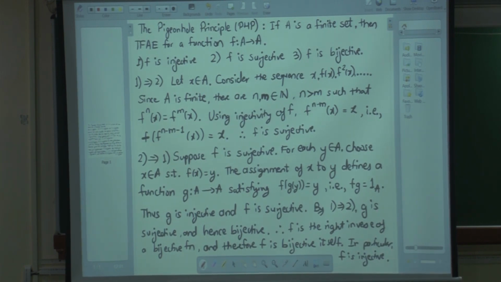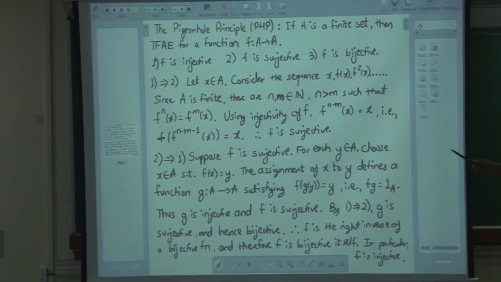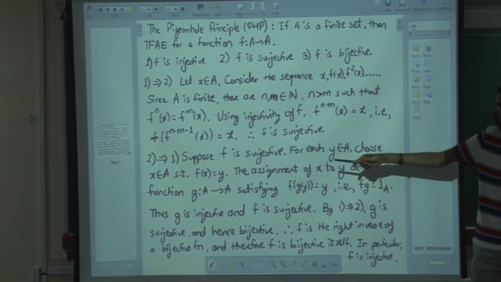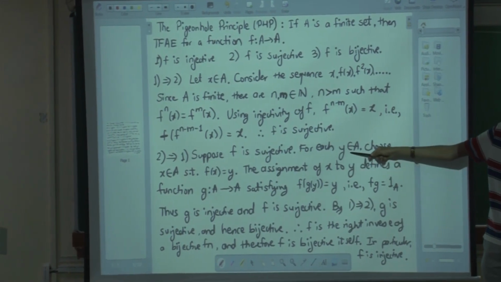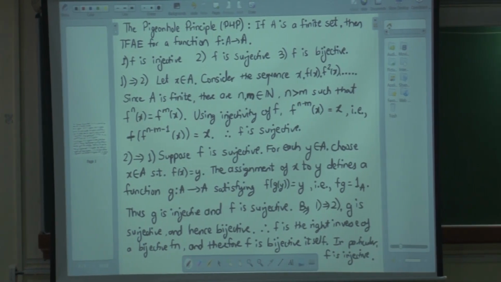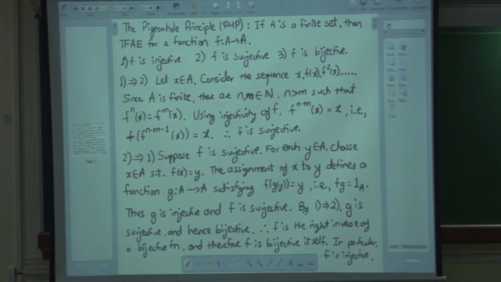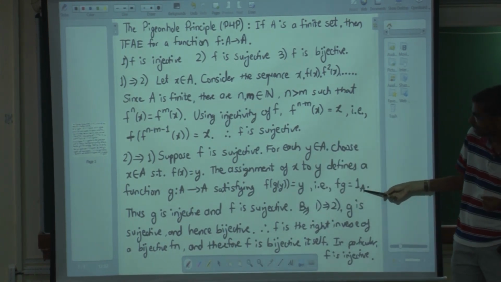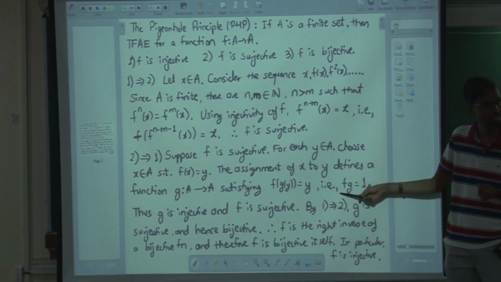What should I repeat? What part? From the start itself. Okay. So if f is surjective, then for every y in A, we can choose one x such that f of x is equal to y. So y is mapping to x, and this defines the function g. And that g satisfies fg is equal to identity, and therefore g is injective, f is surjective. This you can easily prove.